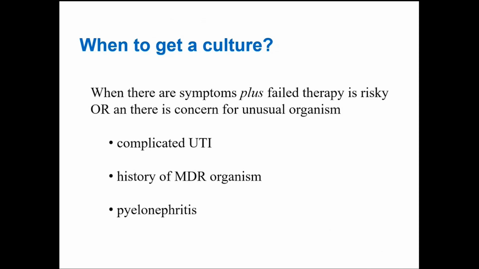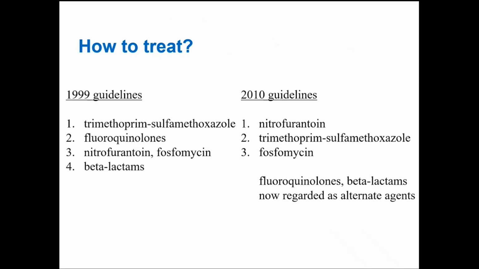If the patient has a history of an MDR, or multi-drug resistant organism, if they in the past have had an infection with a bacteria that's resistant to many of our typical antibiotics, we'd like to know that earlier, right? So if the patient comes back with persistent symptoms, we know what to treat them with. And as I mentioned before, in a case of pyelonephritis, we always get a culture because we're risk averse. And we want to make sure if the patient continues to get sick, it's not because we've prescribed an antibiotic to which they're resistant.